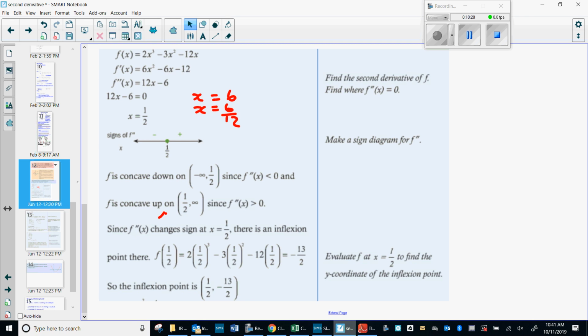So we knew that it was a point of inflection, so then they just put the value of a half into the function to find its partner, because they actually want the coordinate of it.